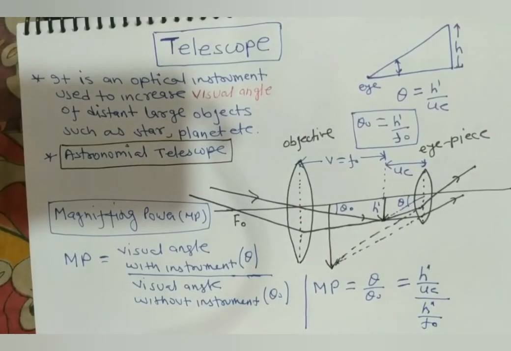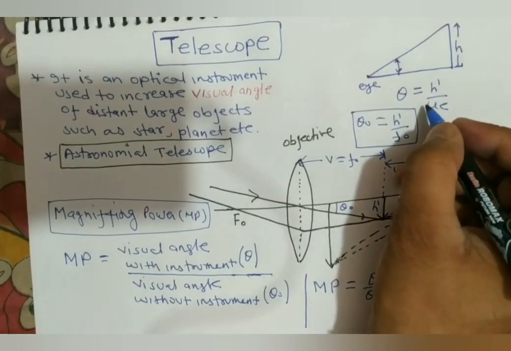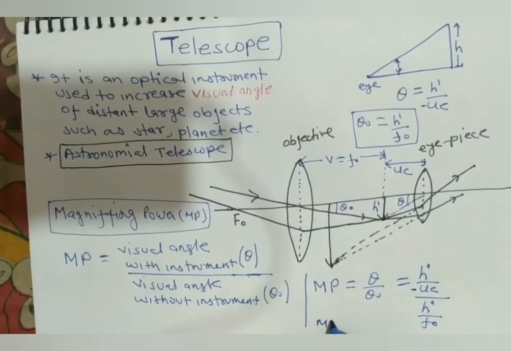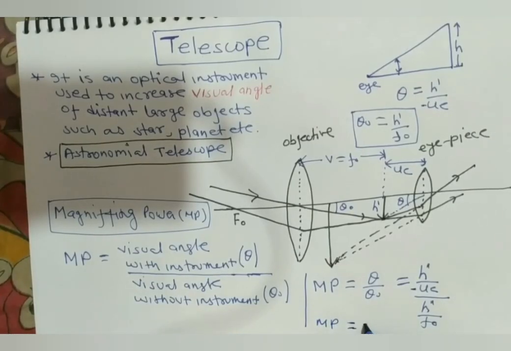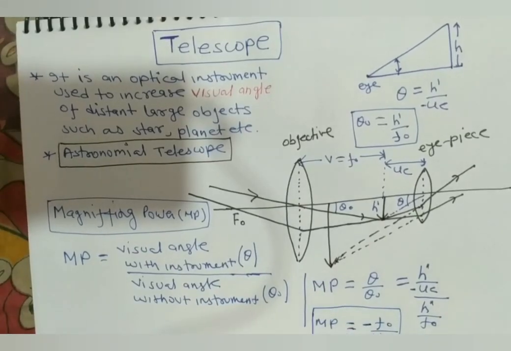But UE is on the left side of the eyepiece, so it is taken as negative. So MP comes out to be minus f naught upon UE. This is the general result of magnifying power.